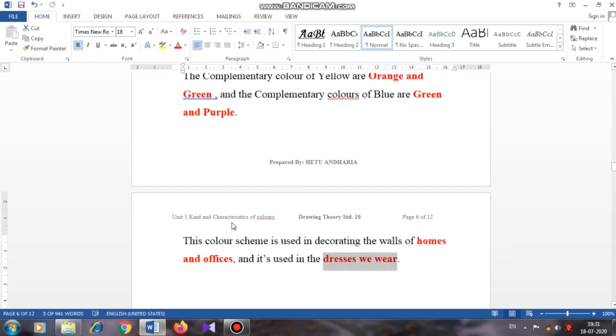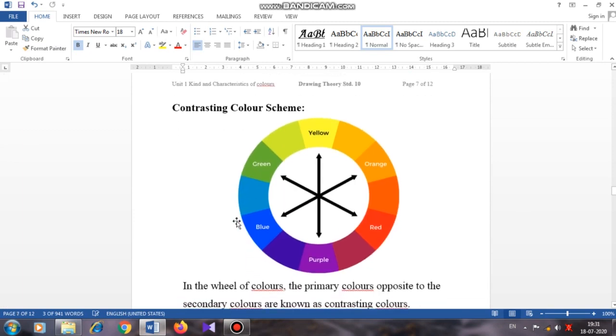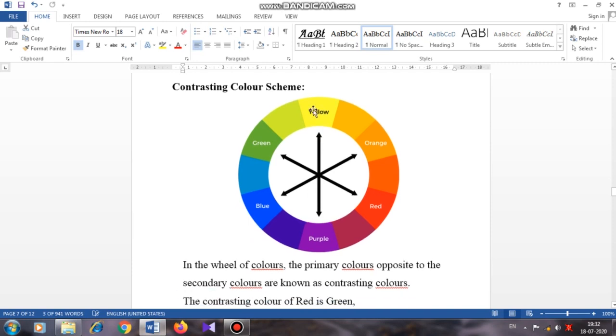Fine. Now we come to the next type of color scheme, and that is contrasting color scheme. What is the meaning of contrast? Contrasting means opposite. Just now we had seen neighboring, now we come to contrasting. So if you draw this wheel of color, then colors which come opposite to each other are known as contrasting colors. The contrasting color of yellow is purple.